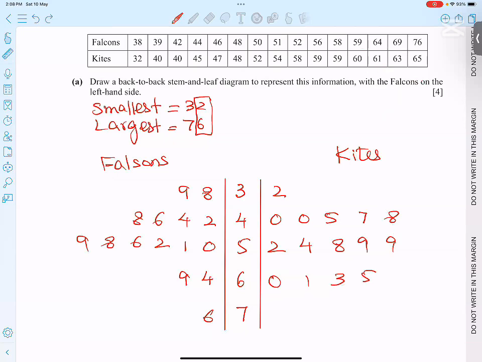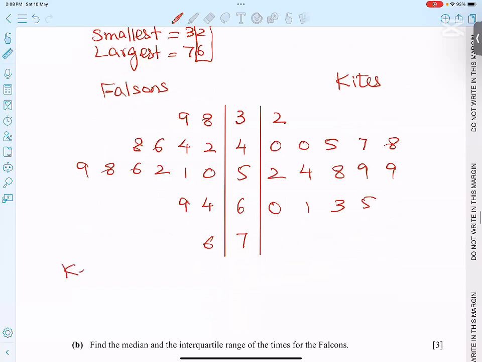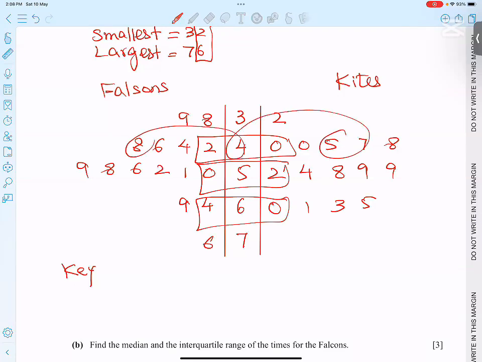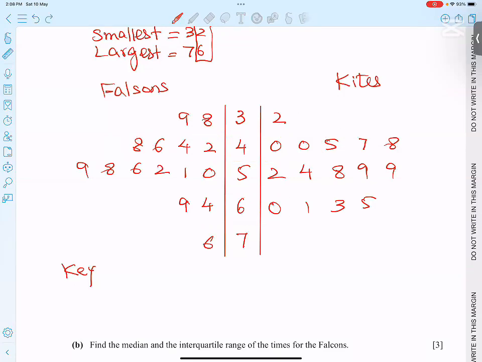Now, how to write the key? Key writing. We take any number. For example, we take this pair, or this, or I can take from here, but like this even. So no problem at all. So I'm taking, let's say, 2/4/5. What does it mean? How to read it? 42. So 42 minutes for falcons.